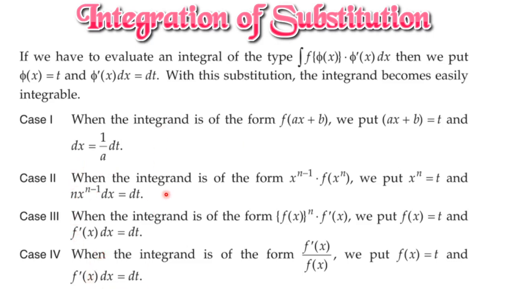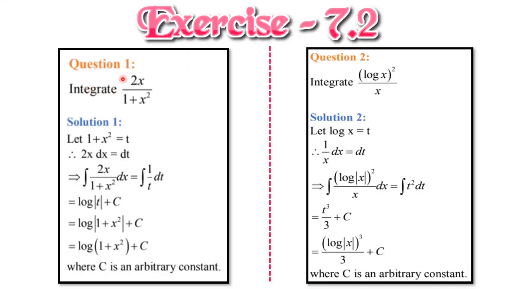Now, when the integrand is of this form, then we put x raised to the power n as t and this thing will become dt. And when we have the integrand of this form, f x whole power n into f dash x, then we put f x equal to t so that this thing becomes equal to dt. And when the integrand is of this format, then we put the denominator equal to t so that its derivative will become dt. You will understand these things with the help of examples and practice only. So let's start with a few questions.